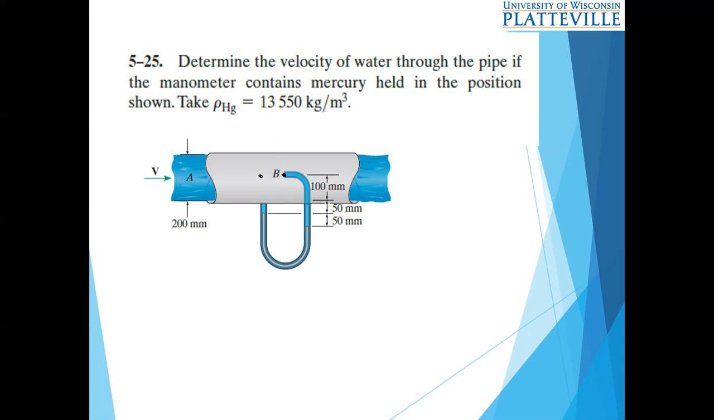Before we start that one, just the density of water, if it's not given, we can assume it's 1,000 kilograms per cubic meter, or gamma is 10^4 Newton per cubic meter. All right, let's write the manometer equation between A and B.